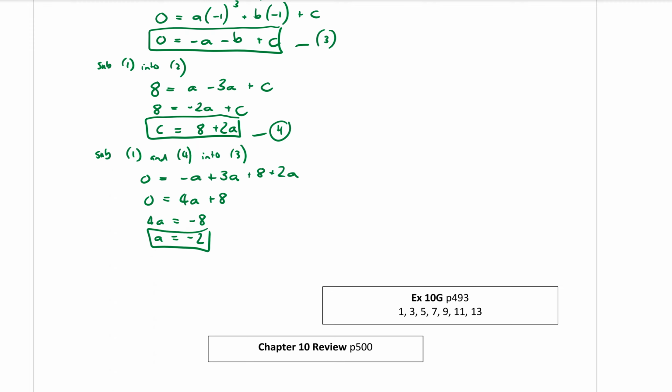Then we want to find b, so we put that back into equation 1. So that's -3 times a, which is -2. So b is equal to 6. And finally, to find c, we put it into equation 4. So it'd be 8 plus 2 times a, which is -2. And that equals 4. So a equals -2, b equals 6, and c equals 4. Wow, what a question. And we're done with the topic.